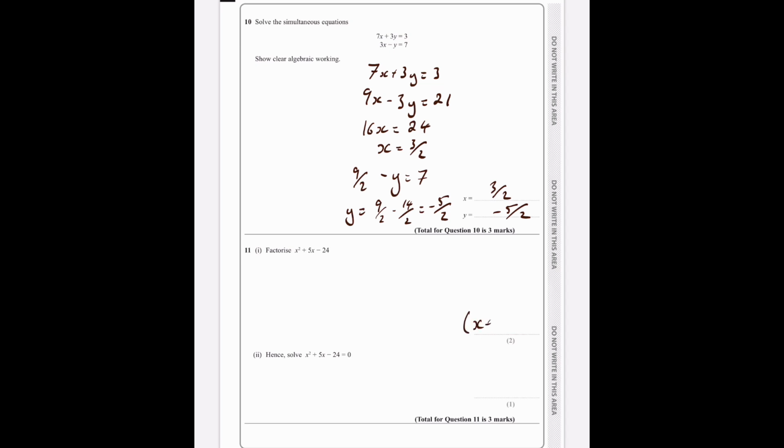Factorising x squared plus 5x minus 24, x plus 8, x minus 3, and therefore x is equal to minus 8 or plus 3.